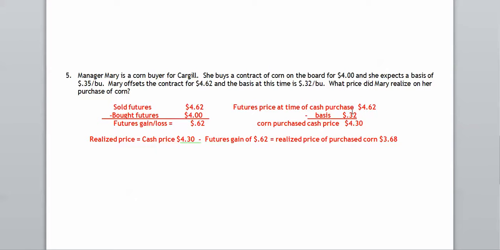Futures price at the time of cash purchase is $4.62 minus a basis of 32 cents equals a cash price of $4.30. We take that cash price of $4.30 minus futures gain of 62 cents yields us a realized price of purchased corn at $3.68.